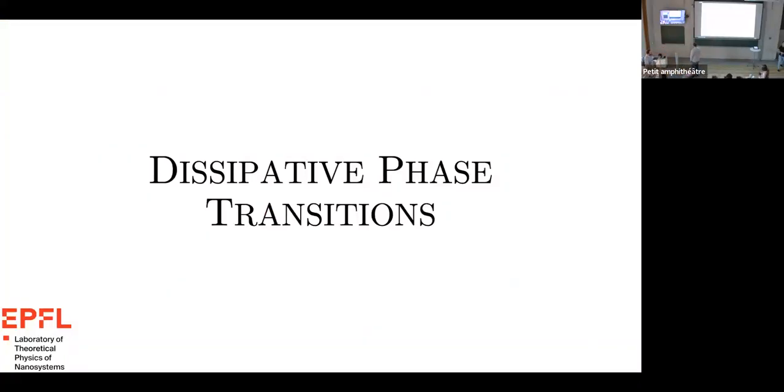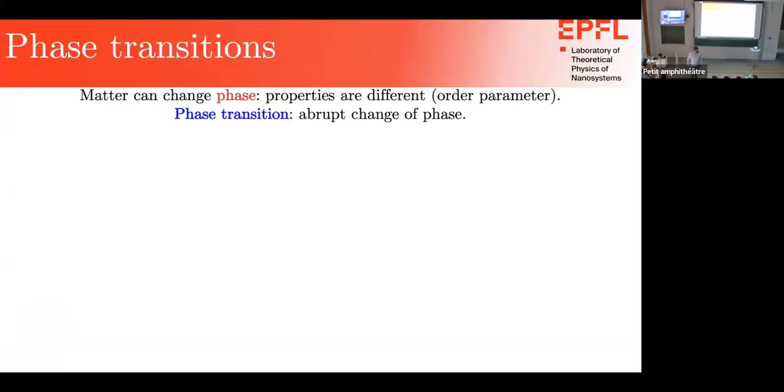Let's get started with the second part. Okay, so now let's go to something which has more of a many-body flavor. The idea is now to discuss a little bit phase transitions.